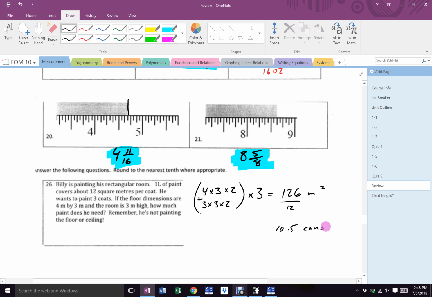Can I buy half a can of paint? Yes or no? No. So what do I need? I need 11 cans. That's out of 2 marks, 1 for knowing how much to paint and 1 for figuring this out. If you screwed up how much to paint, like you forgot to multiply by 3, take away a half mark. Making that whole first page out of 11 and 2 out of 13. Any questions? Going once. Going twice. Going thrice. Okay.